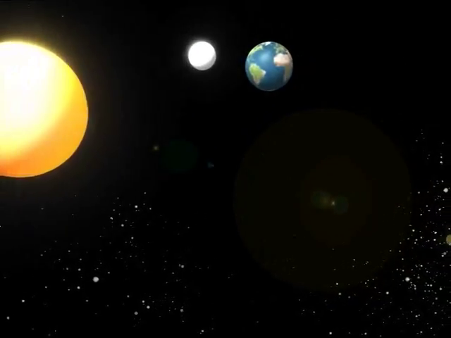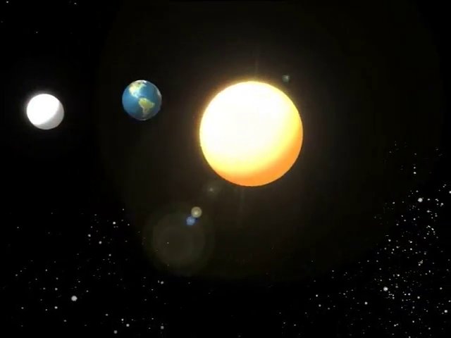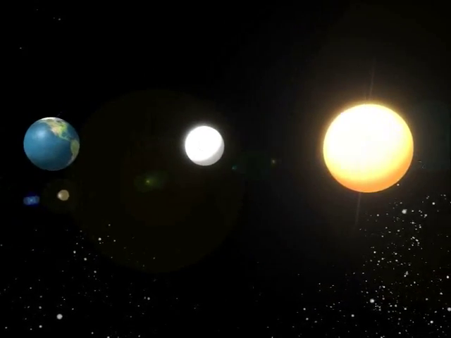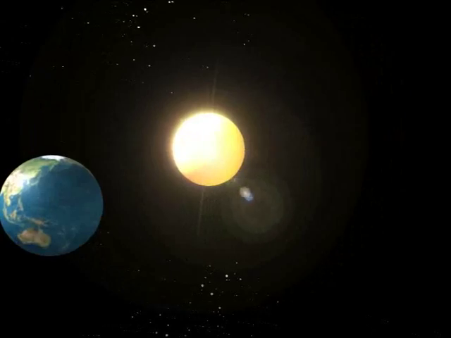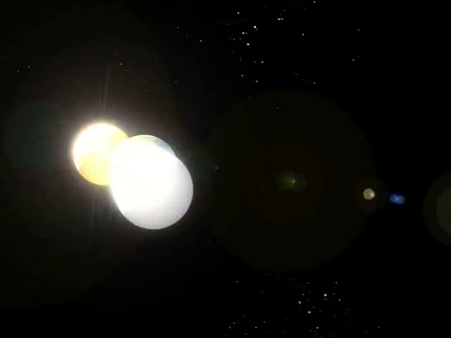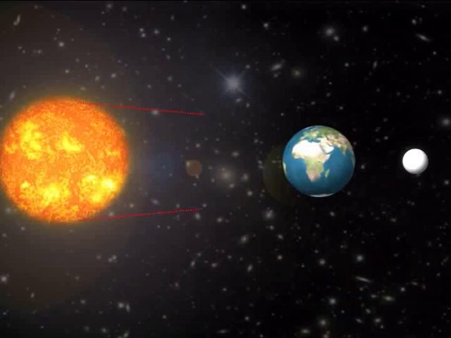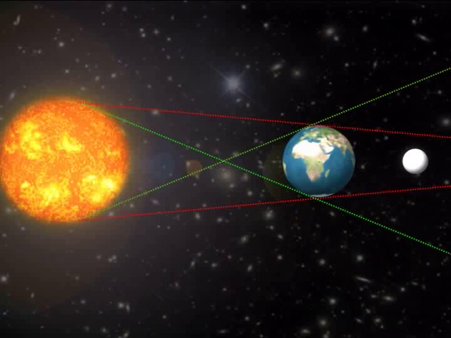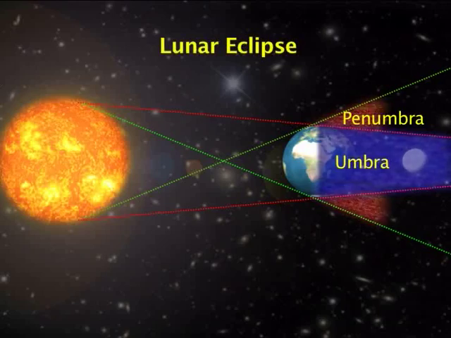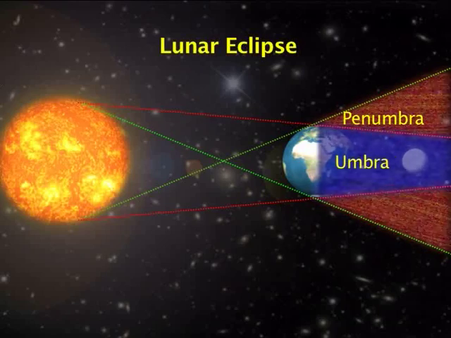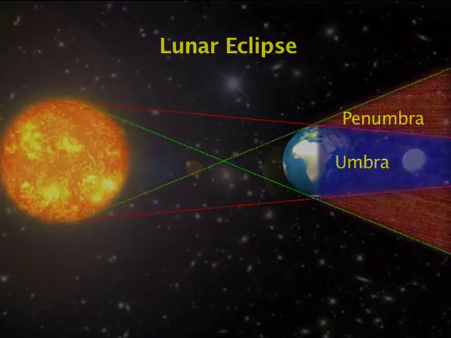Lunar eclipse means moon eclipse. We know the moon is a satellite of the earth and it revolves around the earth, and the earth revolves around the sun. While revolving round the sun, the earth comes between the sun and the moon. At that time, people in that area cannot see the moon. This is known as a total lunar eclipse.